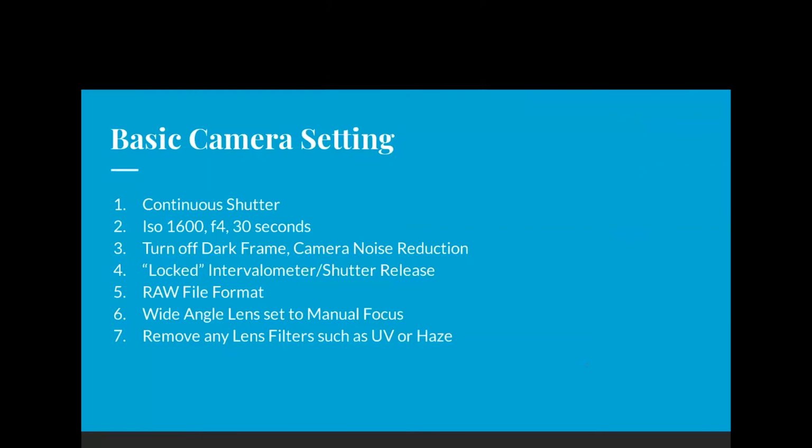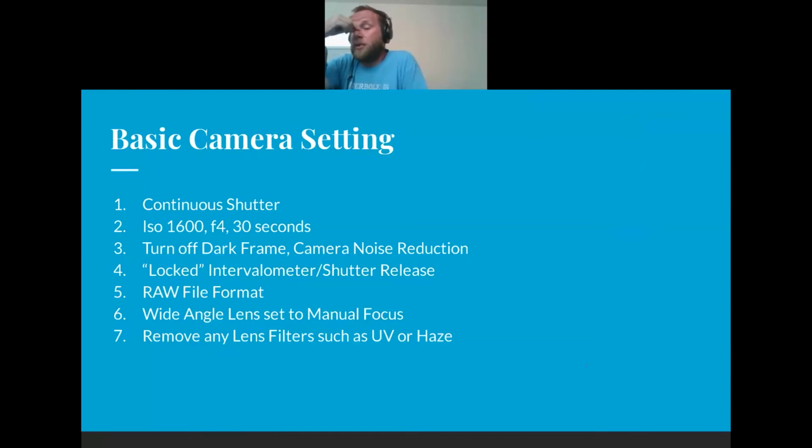So 5D3. Yeah, 5D3 is interesting. Again, you have to expose to the right, so you have to get a little more exposure. So you may want to go from F4 to 2.8 to get everything more to the right-hand side of the histogram.